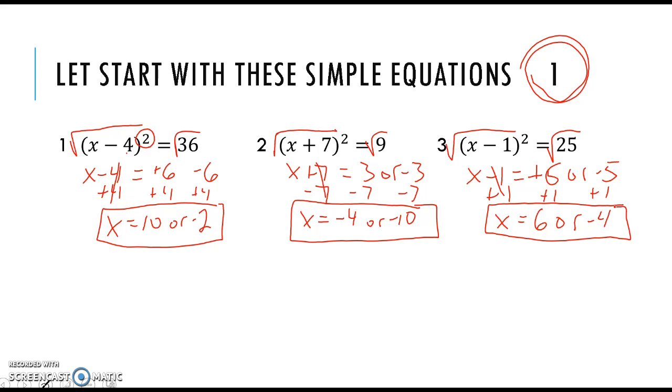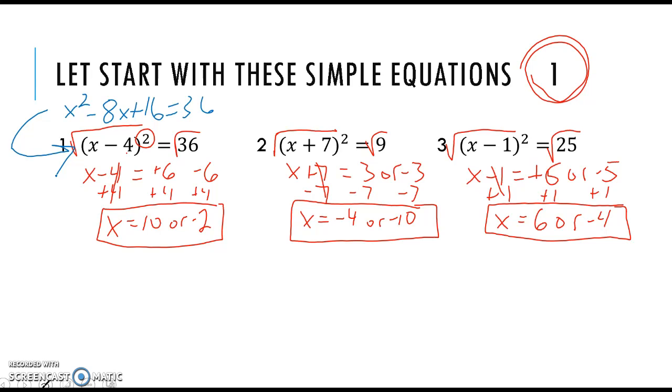Here's the only situation with this, though. We are not going to start every equation like this. For example, number 1 isn't going to start off looking like this. It's actually going to start off looking like this. It's going to be x squared minus 8x plus 16 equals 36. And you're going to have to write it like that. Can you figure out how? There is a pattern there.